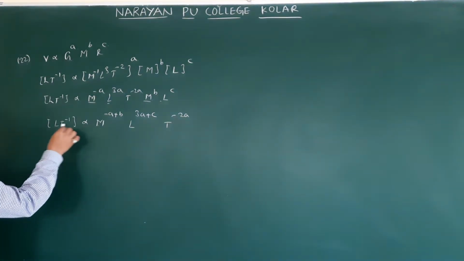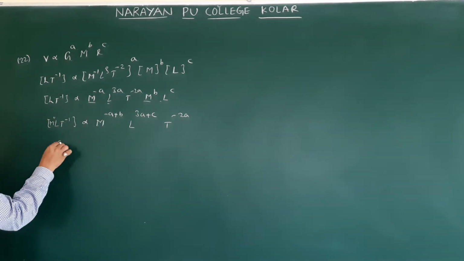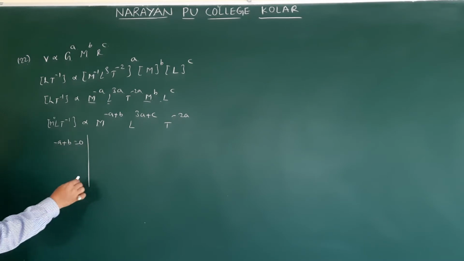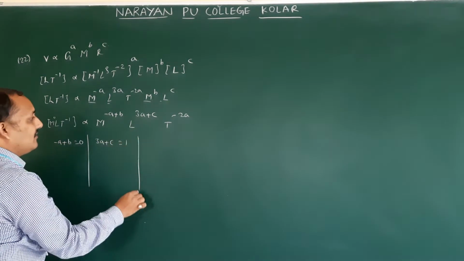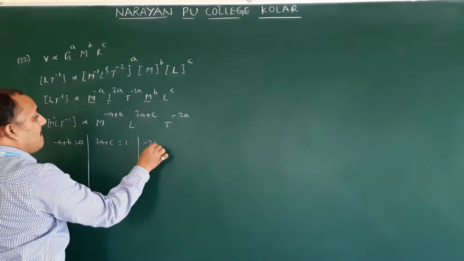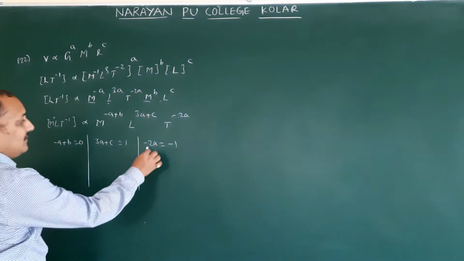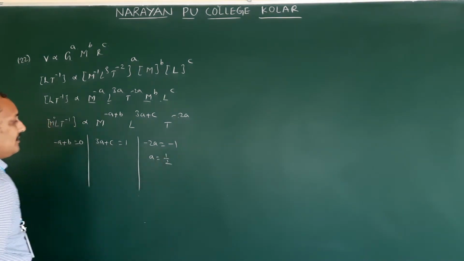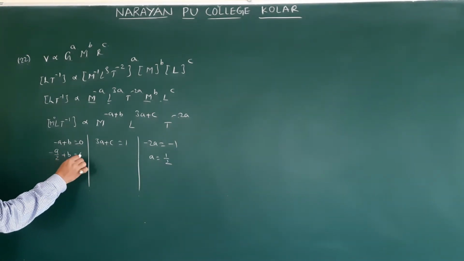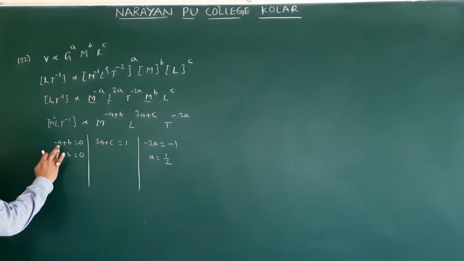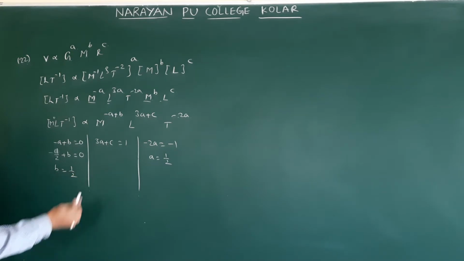Compare. Here M is there on the right, on the left M is not there, so it is M power 0. Therefore, minus a plus b equal to 0. L power 3a plus c is equal to 1. T power minus 2a equal to minus 1, since t power minus 1 is there. Therefore, a is equal to 1 by 2. Then minus a plus b equals 0, so substituting a equal to 1 by 2, b is equal to 1 by 2.